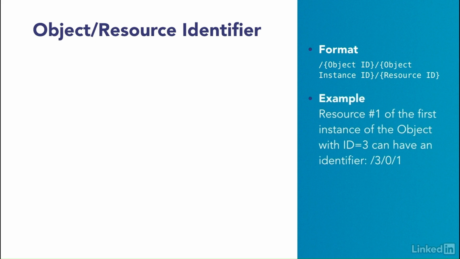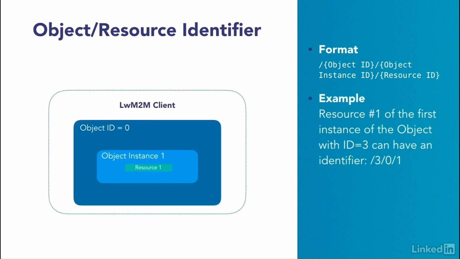If we follow along the resource model we've just mentioned, we can identify the resource number 1 under the first instance of the object with ID 0 as /3/0/1. Now, to strengthen our understanding of the lightweight M2M resource model, let's see a couple more examples.